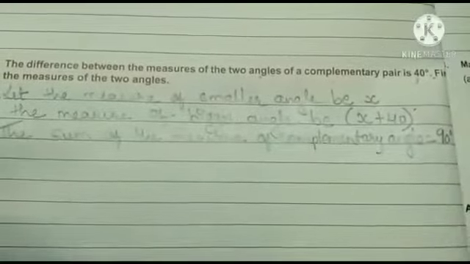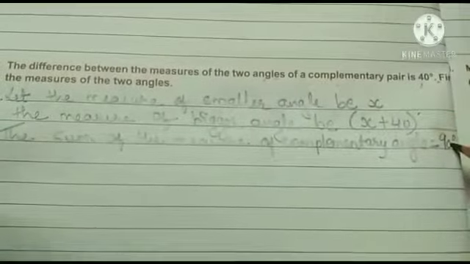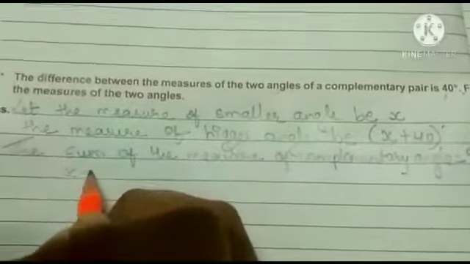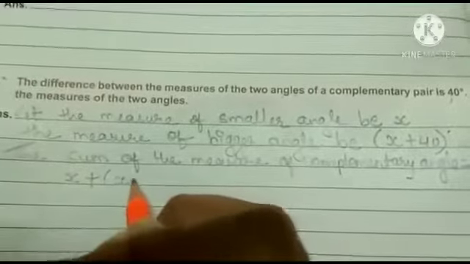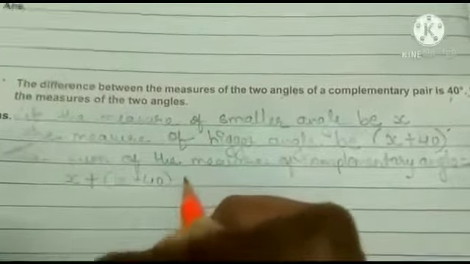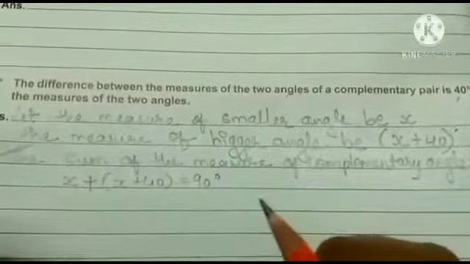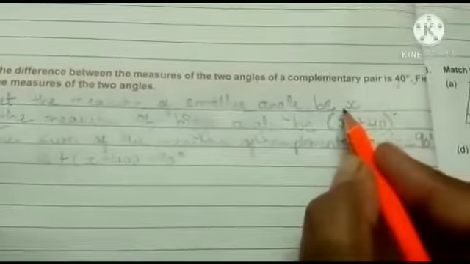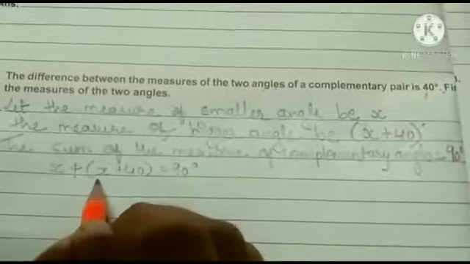So now what you will do, with the help of these three things we have to make our equation. So how you will make your equation? We will take this x plus x plus 40 is equal to 90 degree. Clear? Understood? What will be your equation? You have to take these three things and you have to make your equation.